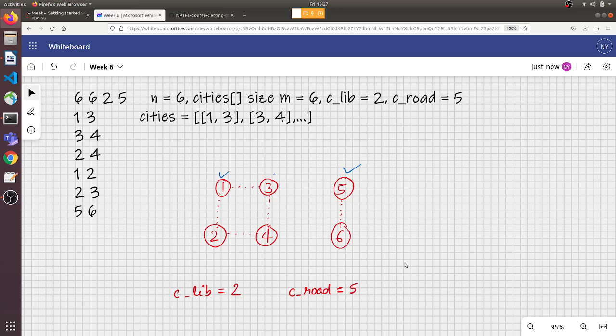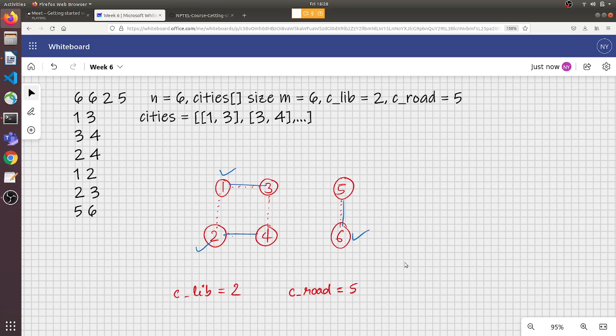So you are saying these roads have to be constructed: 1, 3, 5, 6, right? 1 and 3, one road, with the library in 1. 2 and 4, road, library in 2. 5 and 6, road, library in 6. And you're doing this because the cost of constructing a library is less than that of a road.